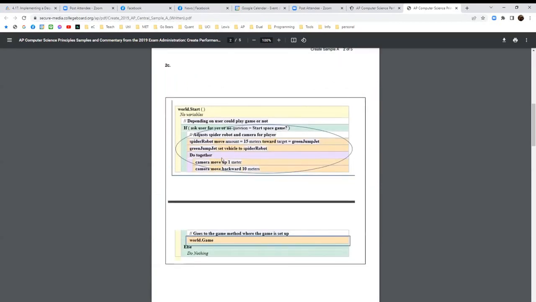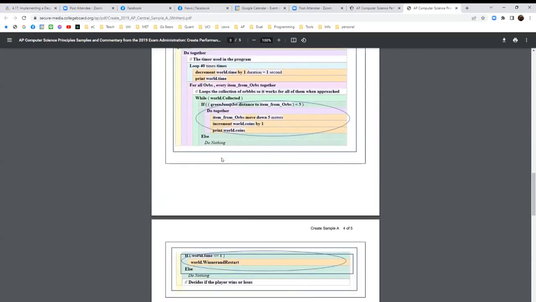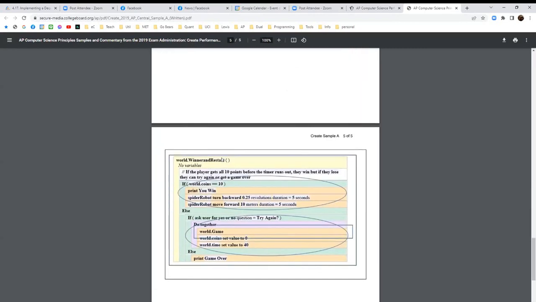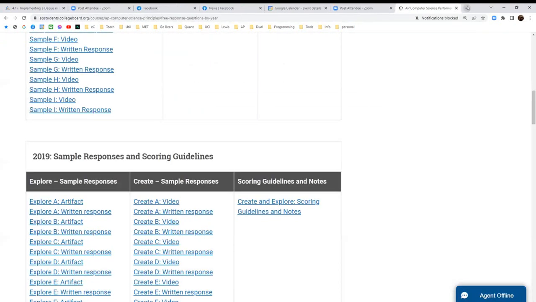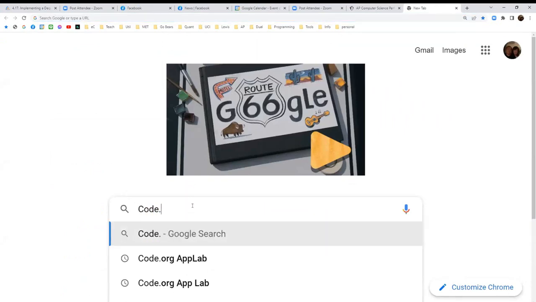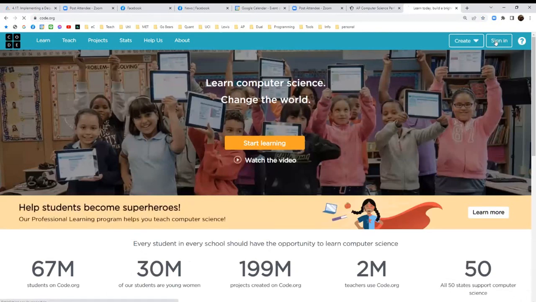For some of them, you need to write down the so-called procedural abstraction. You need to create some function code. Function code is a function. Let me show you. Let's look at code.org. Let me sign in.